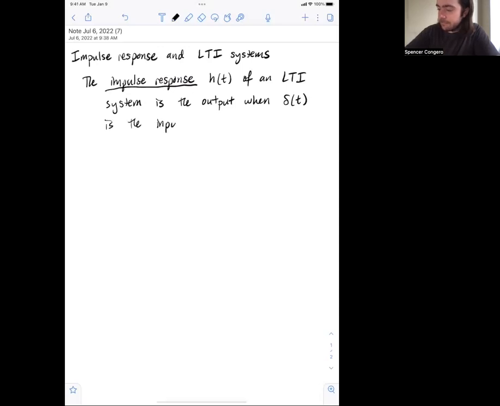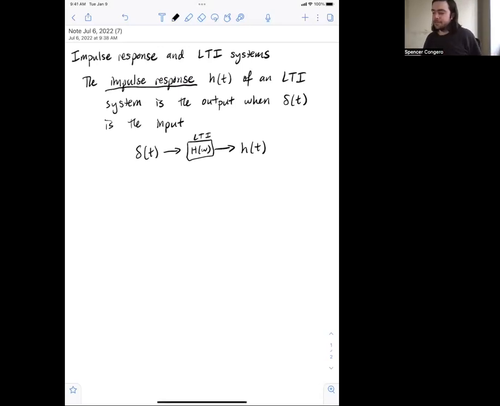Okay, that's it. Okay, so in a picture, I put delta of t into an LTI system, and what comes out is the impulse response, h of t. Okay? So we're kind of hitting our system with this impulse, kind of like this lightning bolt, and the system's going to do something from that input. And that something that it does, that output it produces, is the impulse response h of t.